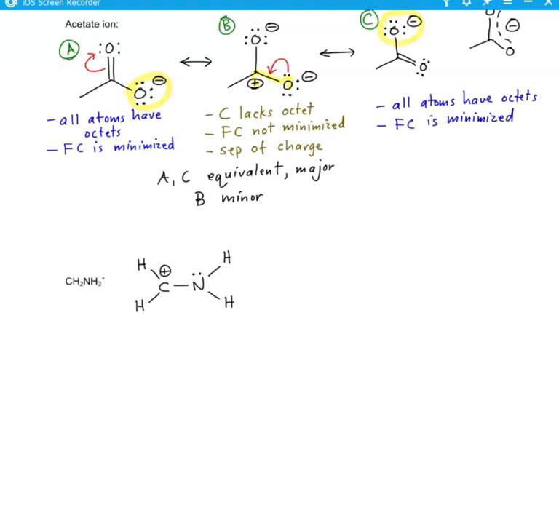Okay, when we count up all the valence electrons, this is what we come up with. Okay, so here we have an atom with a lone pair directly bonded to an atom with a positive charge. So we know what to do in that case. We are going to pull a pair of electrons off of the nitrogen and put them into a double bond.